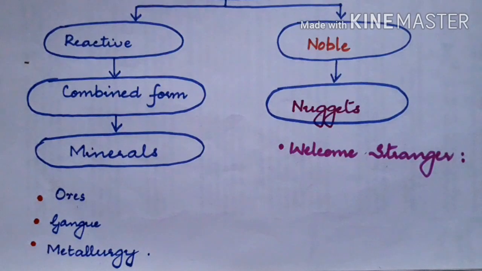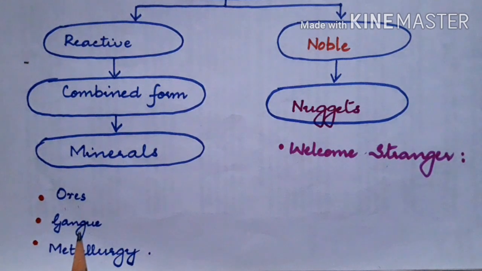We shall discuss the terms used in metallurgy. First one, ores. Ores are minerals from which the metal can be extracted profitably. Next one is gangue. Gangue is the impurity present in the ore. Metallurgy is the science of extracting metal from its ore. It follows different steps. What are the different metallurgical operations that we'll see now?